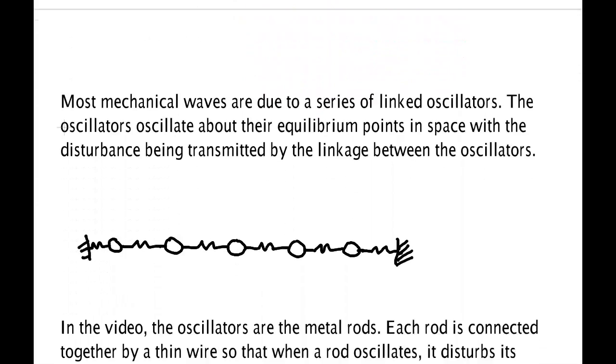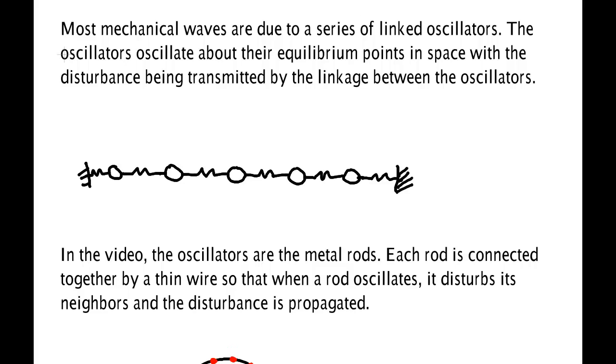Now, most mechanical waves are due to a series of linked oscillators, so there's a direct connection between the stuff we studied about oscillators and this stuff in waves. An oscillator particle, say right here, oscillates back and forth because it was disturbed. Maybe you pulled it this way and let it go, and it went back and forth, back and forth. And if there was just one oscillator, that's all there would be.